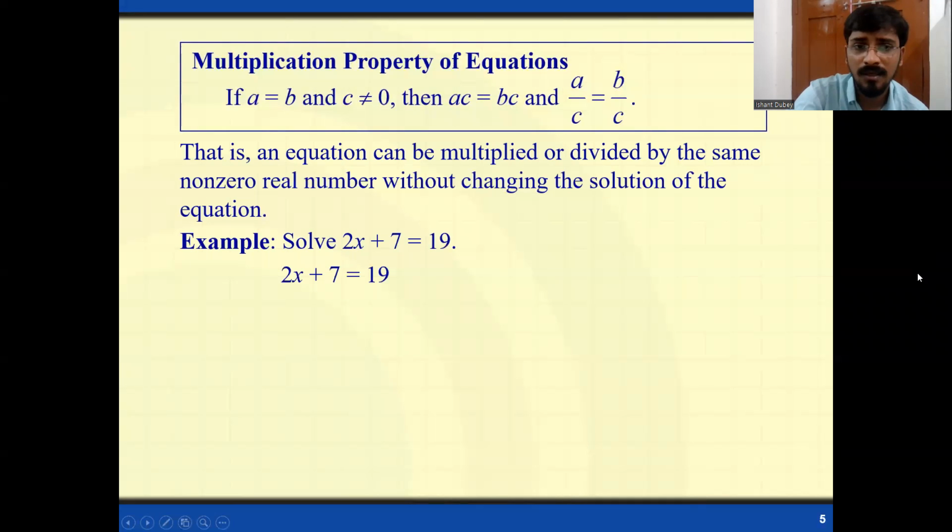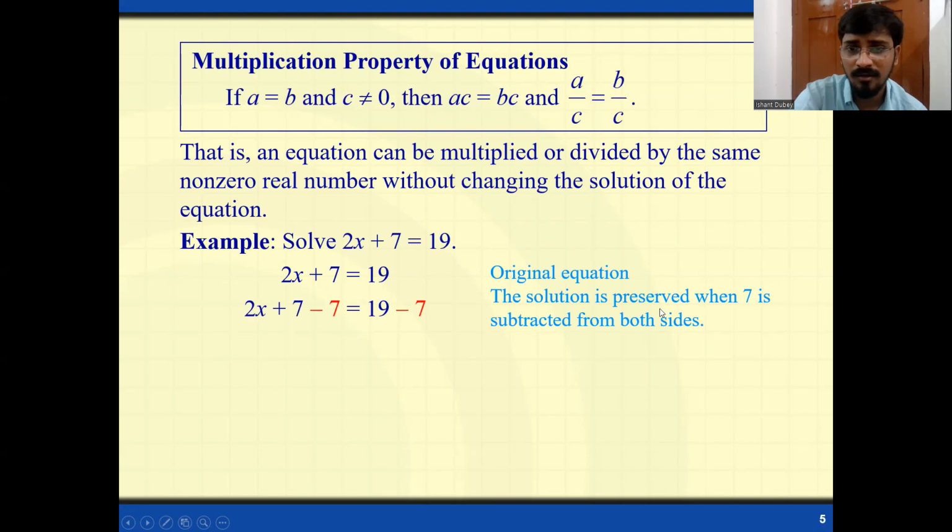Here you can see this is the original equation. The solution is preserved when 7 is subtracted from both sides, so we are adding minus 7 on both sides. Now 7 minus 7 becomes 0, so on the left hand side we remain with 2x, and 19 minus 7 is 12. So 2x equals 12.